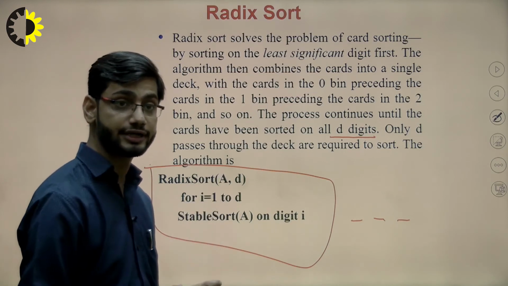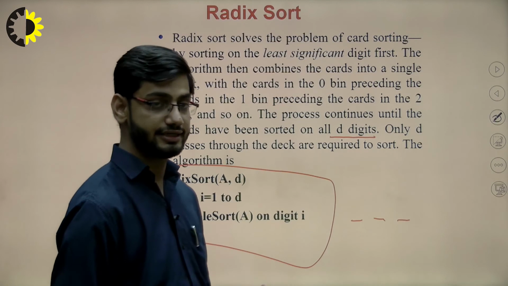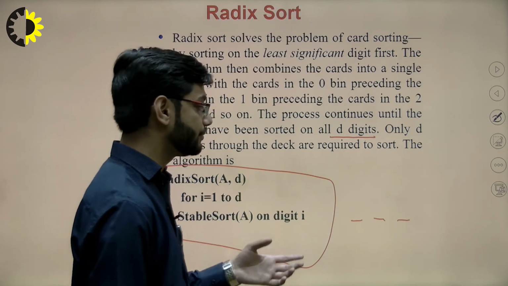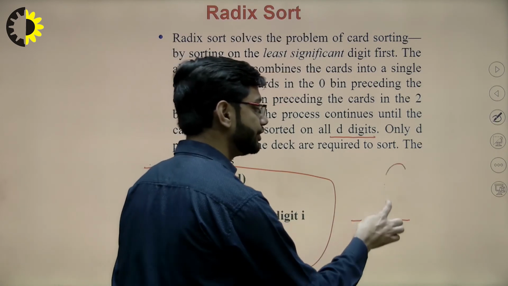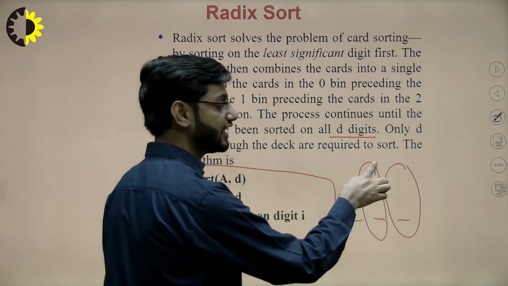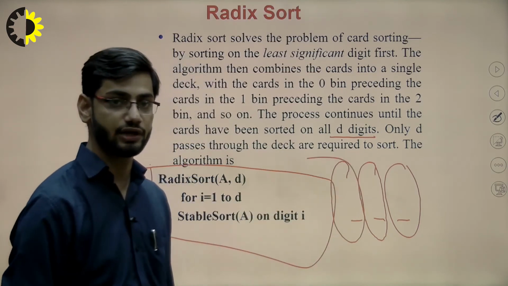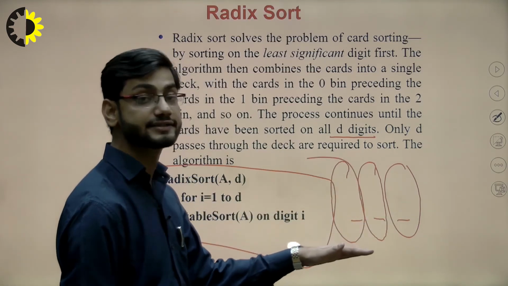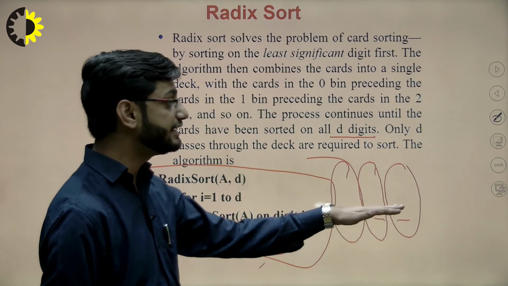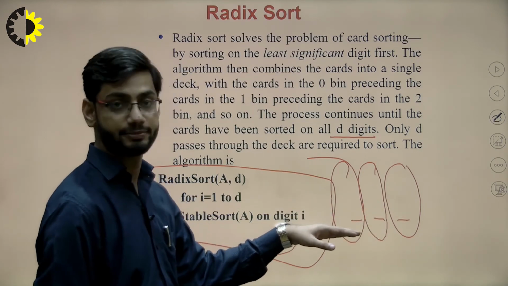This is the algorithm for radix sort, which takes the array A and d digits, and you will do a stable sort on the unit digit value, then a stable sort on the tens digit value, then execute a stable sort on the hundreds digit value. So you will sort the elements in order of their unit place, tens place and hundreds place. Clear?